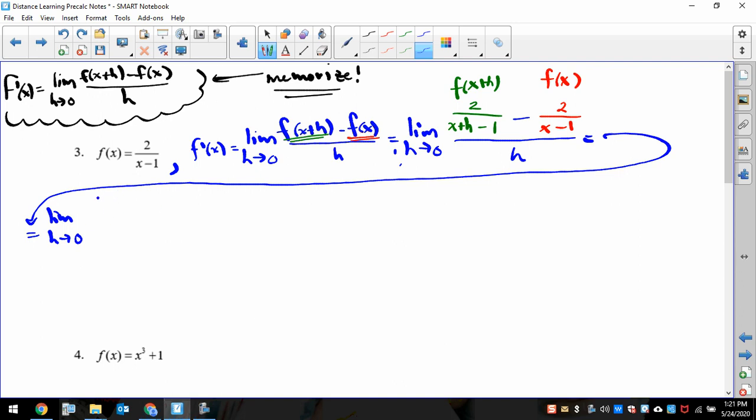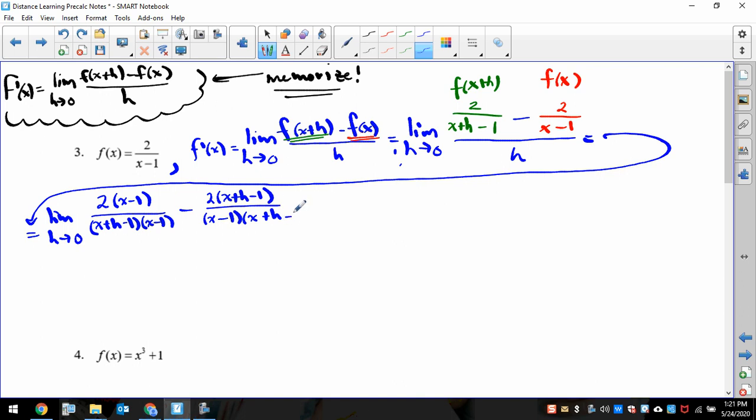Is going to be 2 times x minus 1. So I'm getting a common denominator. This is x plus h minus 1 times x minus 1. So I had to multiply by x minus 1 on the numerator and denominator. And here this red one is going to get multiplied by x plus h minus 1 in the numerator and denominator. So what a pain. It looks super ugly. Hopefully it doesn't stay super ugly.